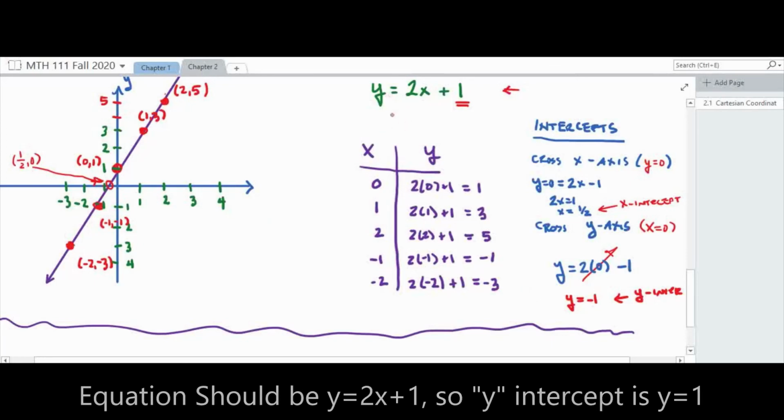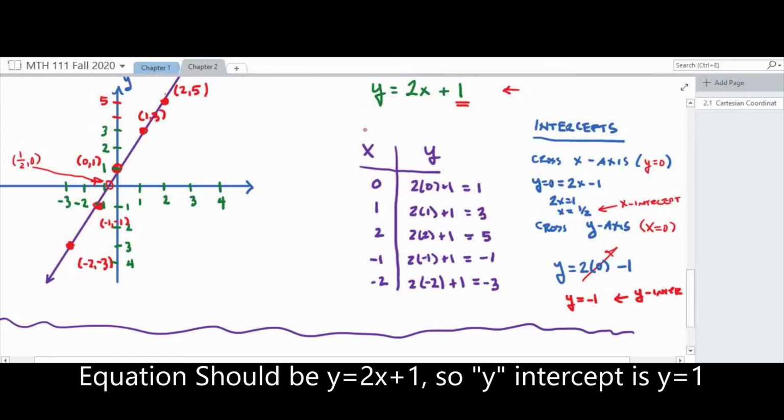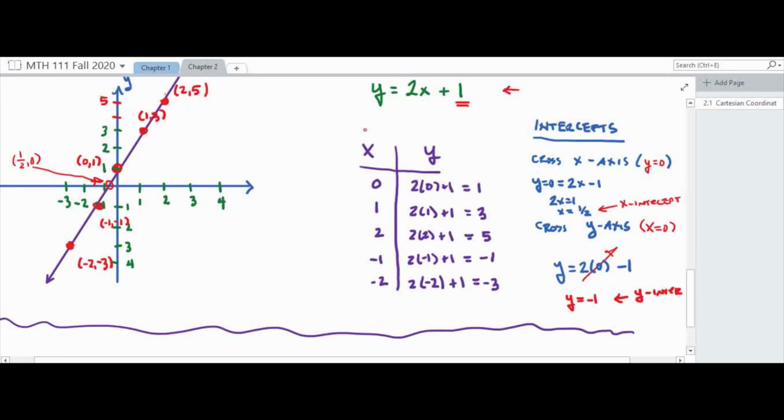But sometimes the equations we're going to use are going to be more complicated than just these linear equations. And we'll use the same process. When we're looking for an x-intercept, we'll set y equal to 0, and we'll solve for x. Sometimes there's multiple x's for the intercept. And for the y-intercept, we're going to set x equals 0 in our equation and solve for y. Okay, that's all I'm going to do here. Come back.